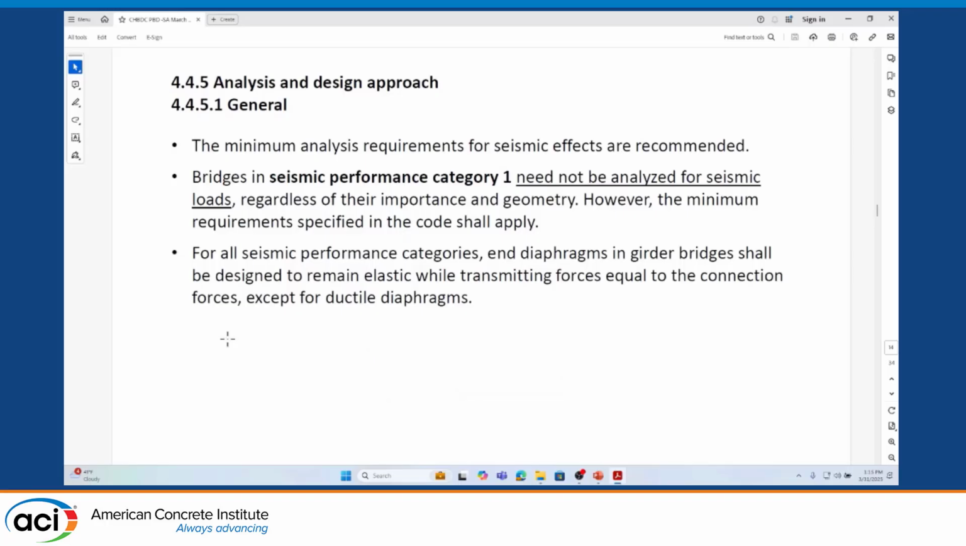Since seismic performance category 1 is not high seismicity, it does not require you to do seismic analysis, irrespective of the importance and geometry. And for all seismic performance categories, when you have end diaphragms in girder bridges, they shall be designed as an elastic element, except for ductile diaphragms.